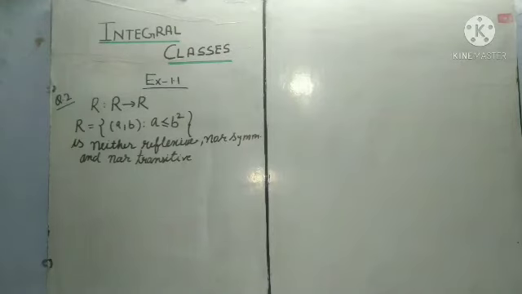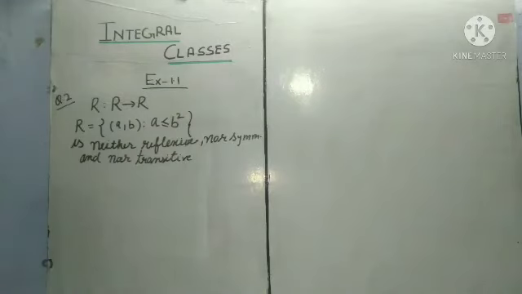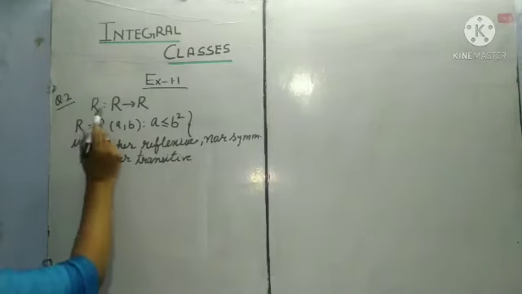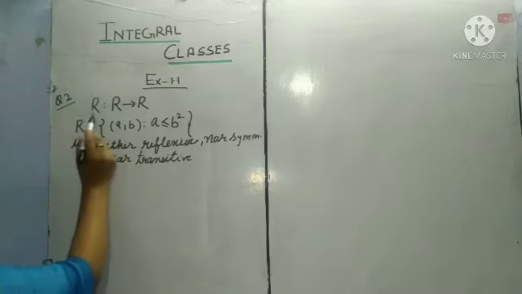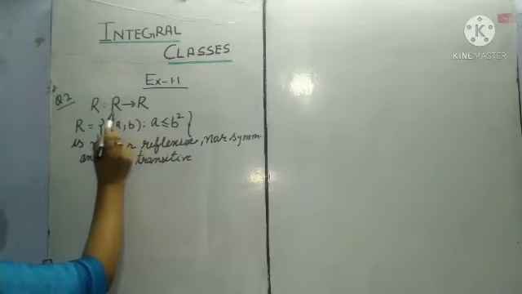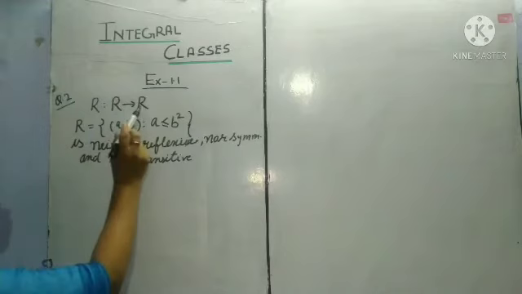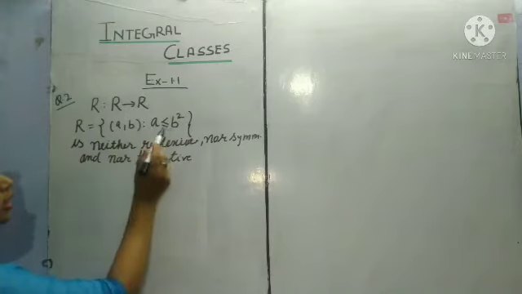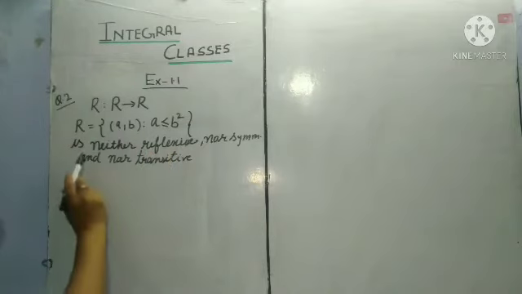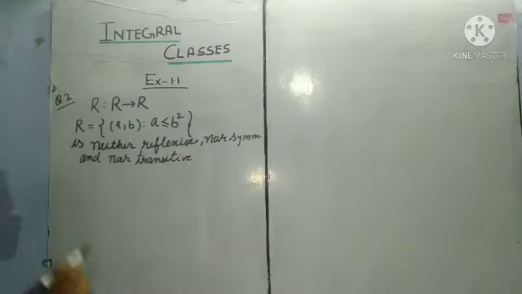Now today we will discuss exercise 1.1, question number 2. In question number 2, we are given R from R to R. These two R are different from each other. It is a relation, and these are real numbers to real numbers. It means the relation is defined from real numbers to real numbers. Now the relation is given as (a, b) where a is less than or equal to b square. Now we will prove here R is not reflexive, symmetric and transitive.